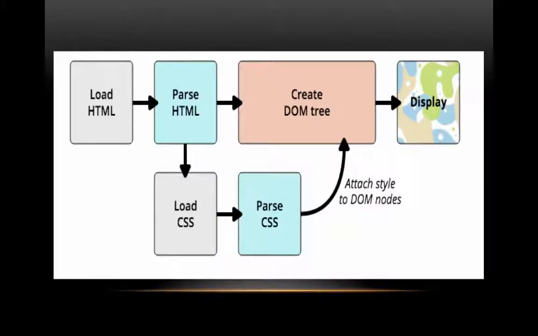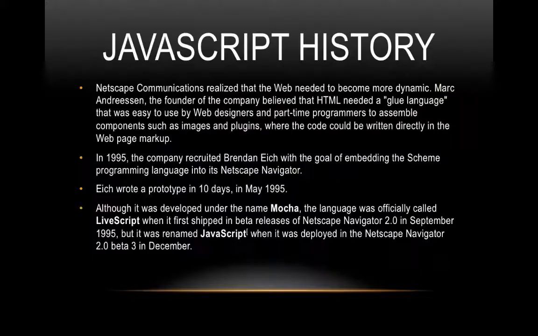So here's a little diagram of how CSS works. As you can see, it loads HTML along with the CSS separately, parses them, and then they are mixed together to create a DOM tree, and then at the end, as you can see on the right side here, it gets displayed on your screen. That's pretty much how it works. I mean, it sounds easy, but probably not as easy as it looks.